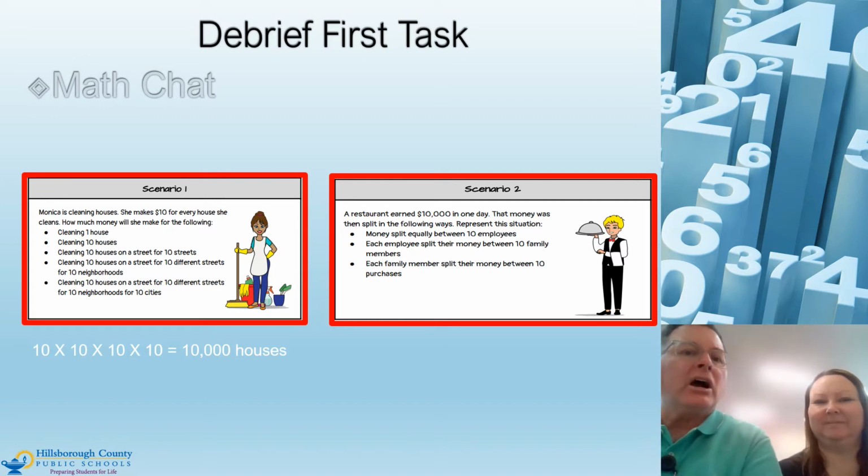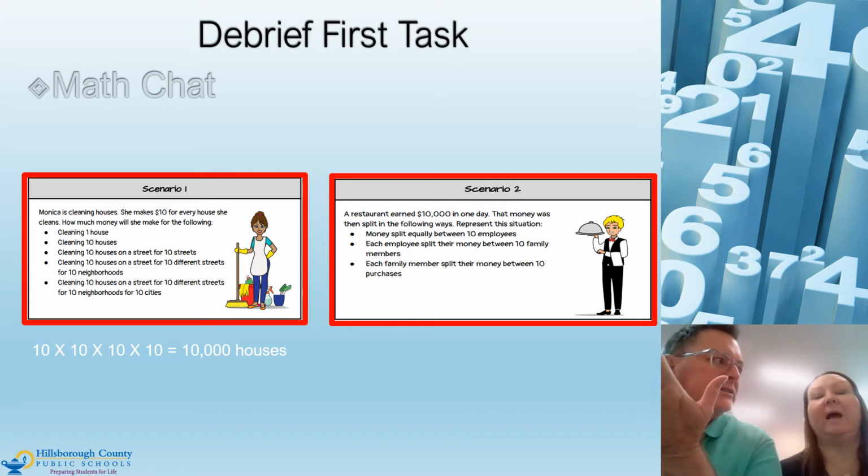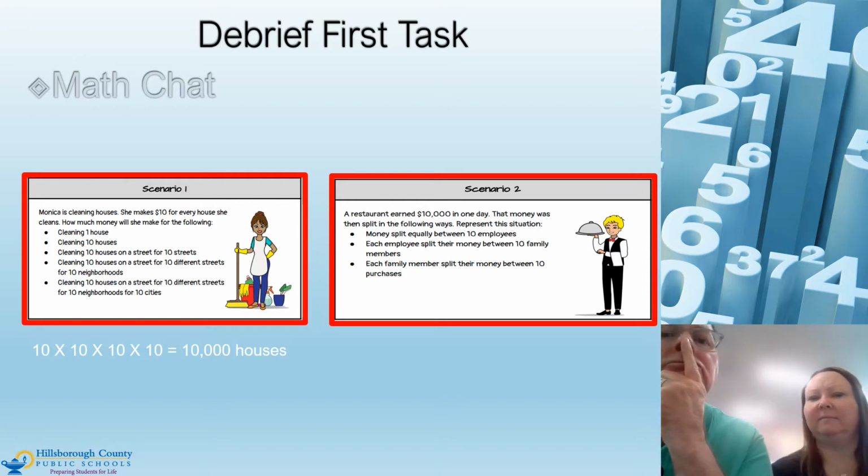All right. So 10,000 is 1,000 times greater than 10. And notice that there's context to it. 10,000 what? Houses. Okay. All right. What about scenario 2? What did you do there? That one I ended up dividing 10,000 by 1,000 and got 10.